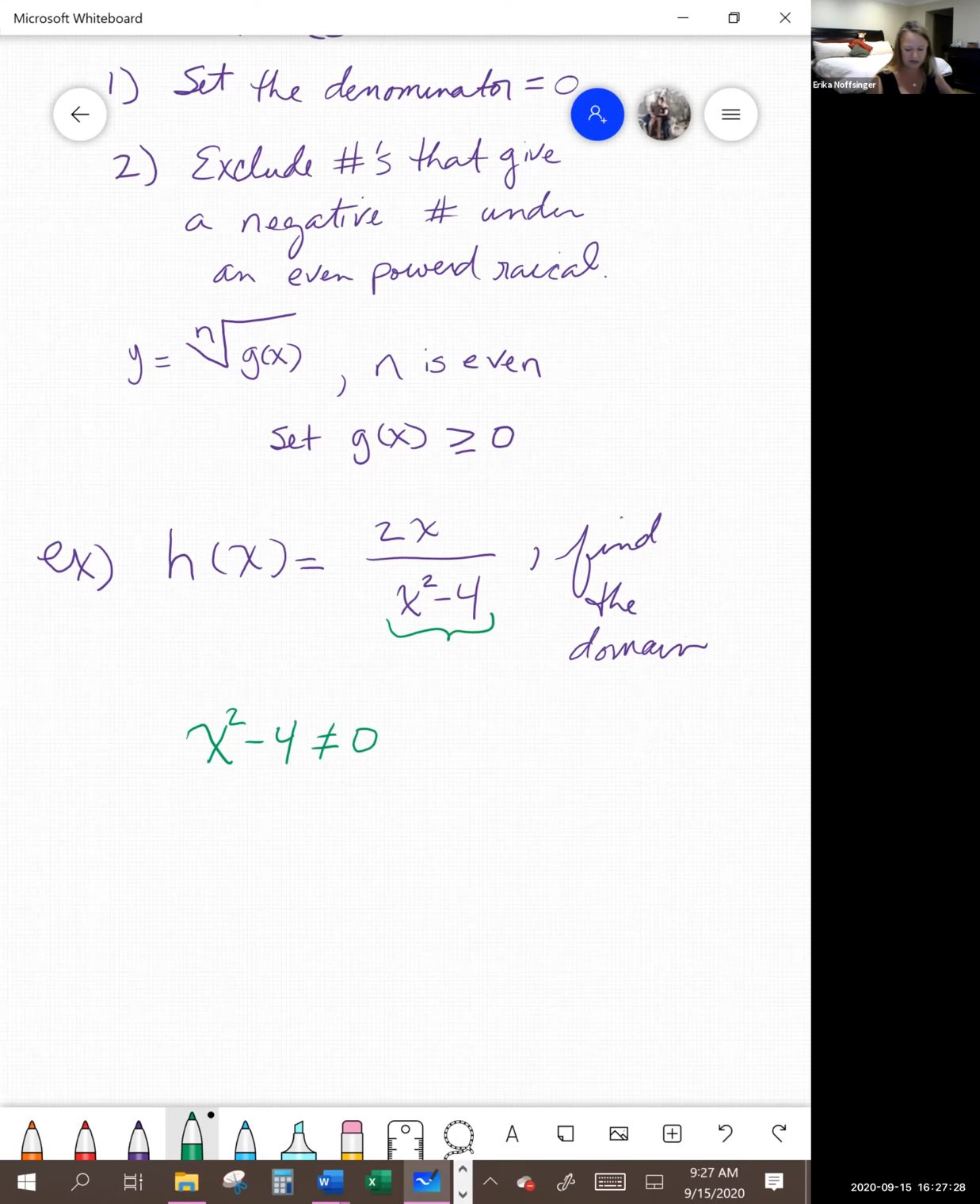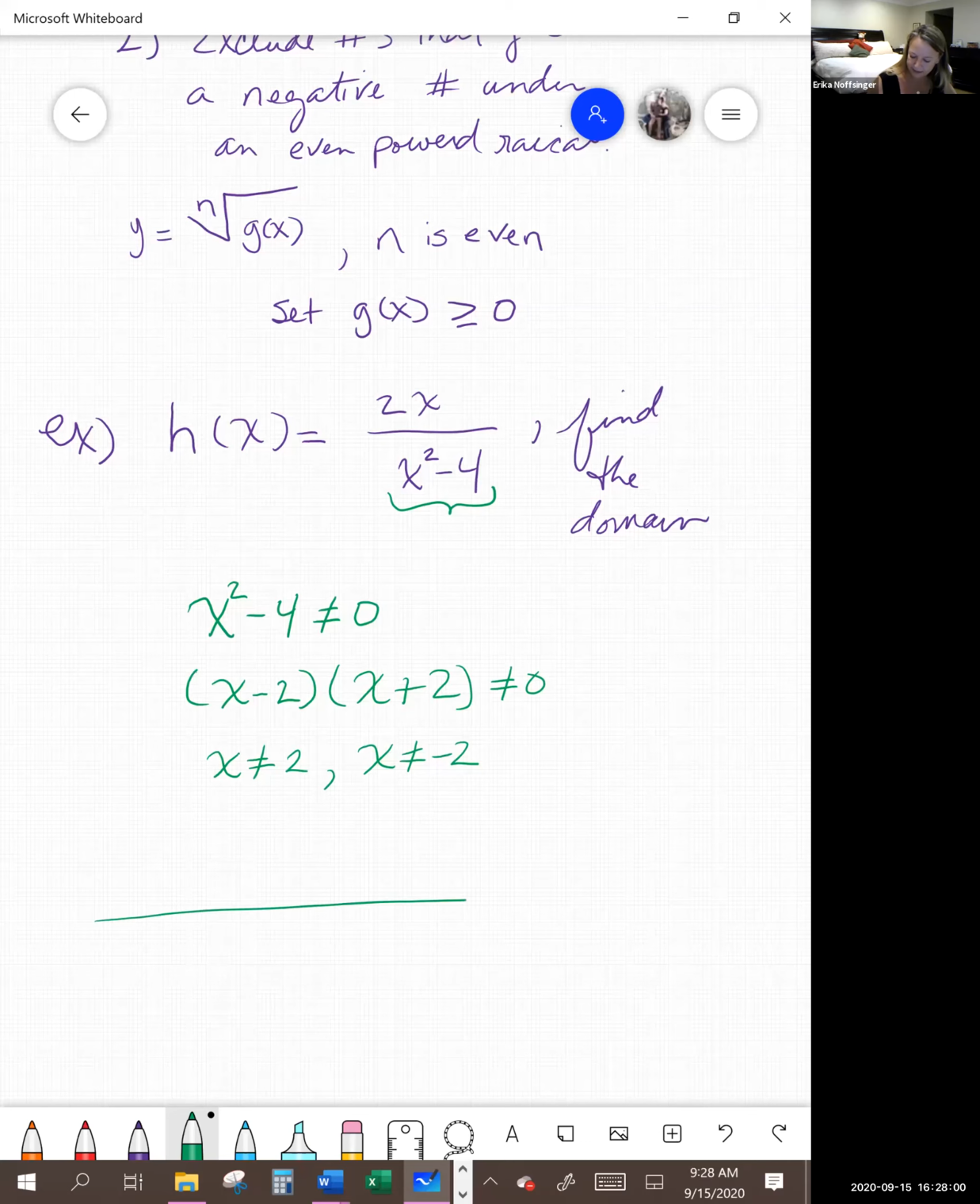So for our domain, it's going to be all real numbers but that. And so it depends on how they ask you to write it. But if I look at this, I basically have an open circle and shaded everything to the left of -2 to be part of our domain, everything in between -2 and 2 is part of our domain, but not including 2, and everything to the right of it.